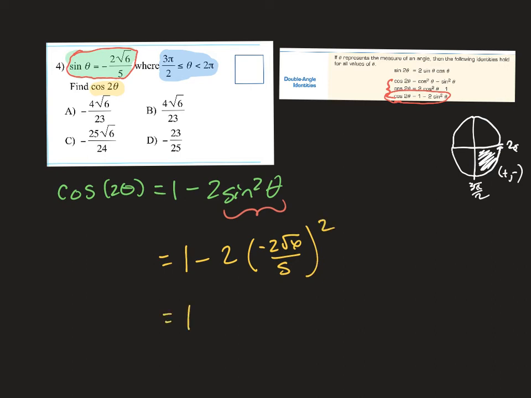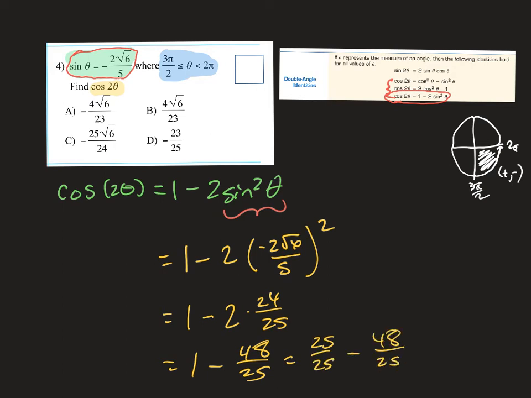Okay, so let's do this one step at a time. We're going to square that thing first. So it's 2 times, that's going to be 4 times 6, which is 24 over 25. That's negative 48 over 25. So 1 minus 48 over 25. To do 1 minus 48 over 25, you've got to do 25 over 25 minus 48 over 25 because we need a common denominator. And then that's going to end up being negative 23 over 25.